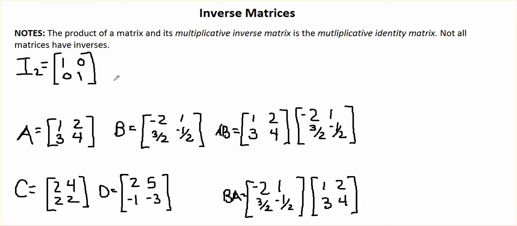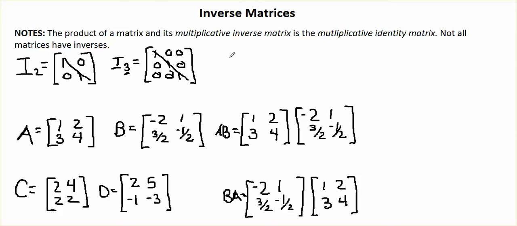So this is a 2x2 identity matrix. We can also create a 3x3 identity matrix denoted with the subscript 3. And again, it has ones across its main diagonal and zeros everywhere else. You can see the ones across the diagonal on both of them, zeros are everywhere else. These identity matrices will help us determine if two matrices are multiplicative inverses.